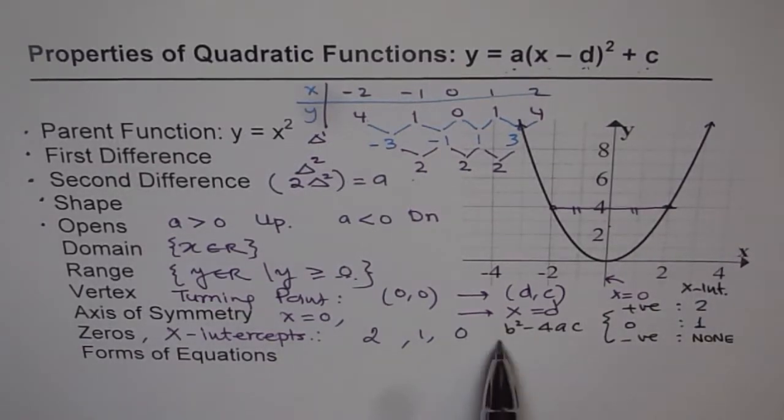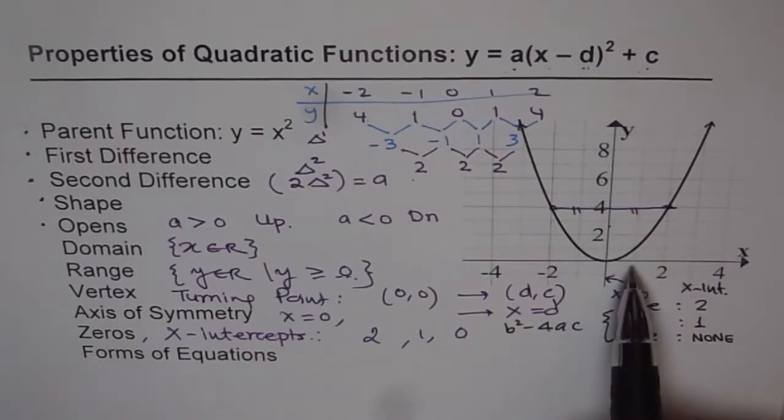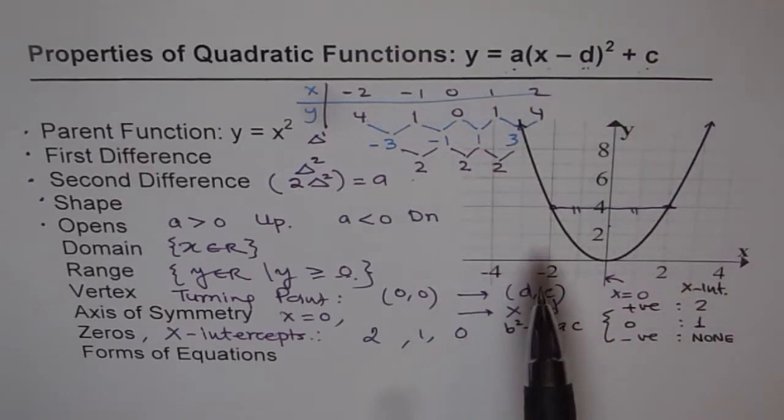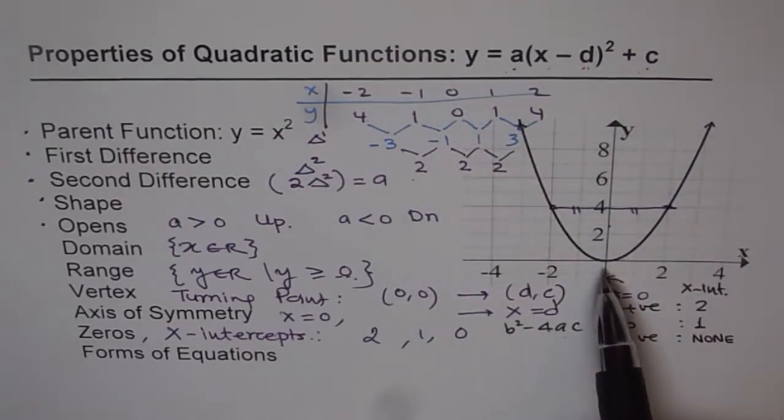And we need to test b square minus 4ac to figure out how many x-intercepts the function will have, provided we are given the equation, right? From the graph you can always see. Well, from equations like this, we can also figure out how many x-intercepts it will have.